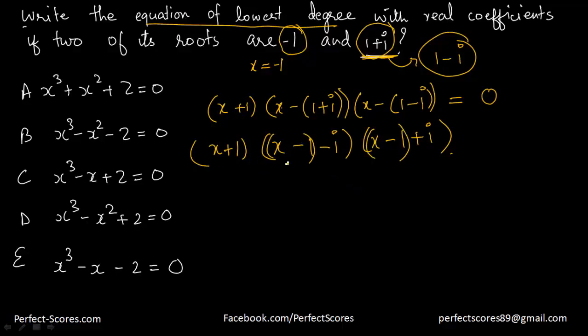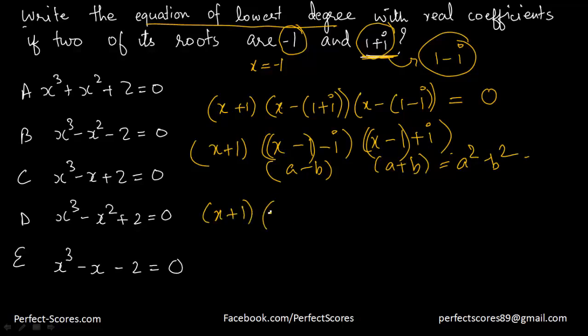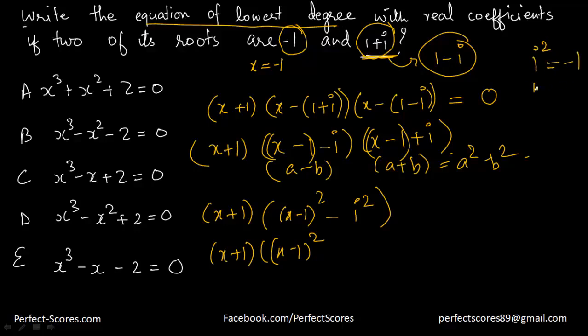Fine. So this is nothing but a minus b into a plus b, which is equal to a square minus b square. So that is going to be x plus 1 into a square, that is x minus 1 whole square, minus b square, that is minus i square. So what is i square equal to? i square is equal to negative 1, because i is the square root of minus 1. So the negative and negative cancel out, and it's going to give you a positive 1.